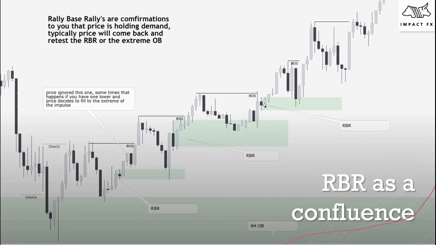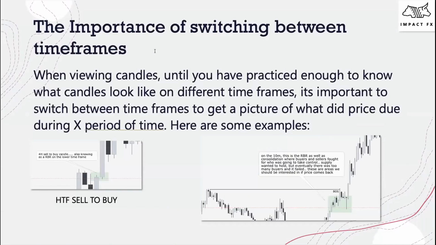Okay. Each one of these rally-based rallies, you also have an extreme one down here. Each one of these rally-based rallies is formed due to the buyer and seller interaction of your supply. Price comes back down, mitigates. Okay, this is your rally-based rally confluence that you can start to use with your continuation patterns, as well as inside of OBs. Okay, let's keep going.